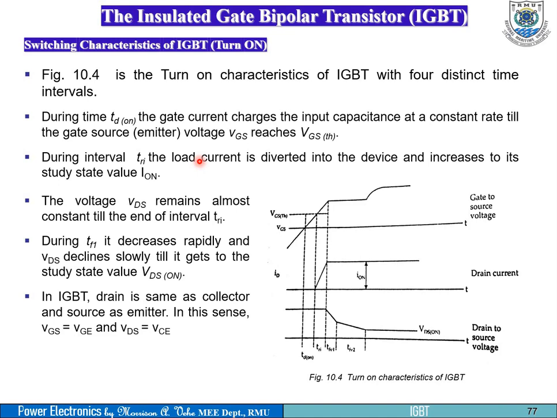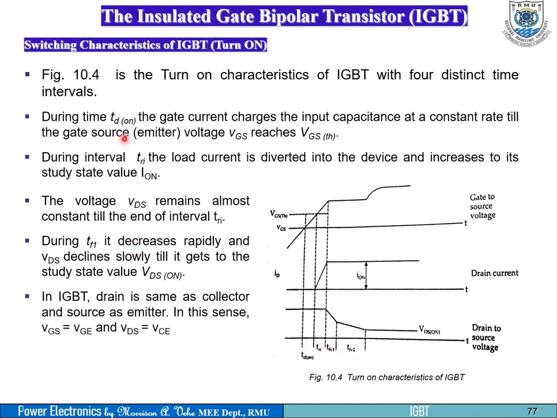Let's look at the characteristics of the IGBT, that is the turn on, and then also look at the turn off. Figure 10.4 helps us to look at that. There are 4 distinct time intervals: TD on, TRI, TF1, TF2. 1, 2, 3, 4.